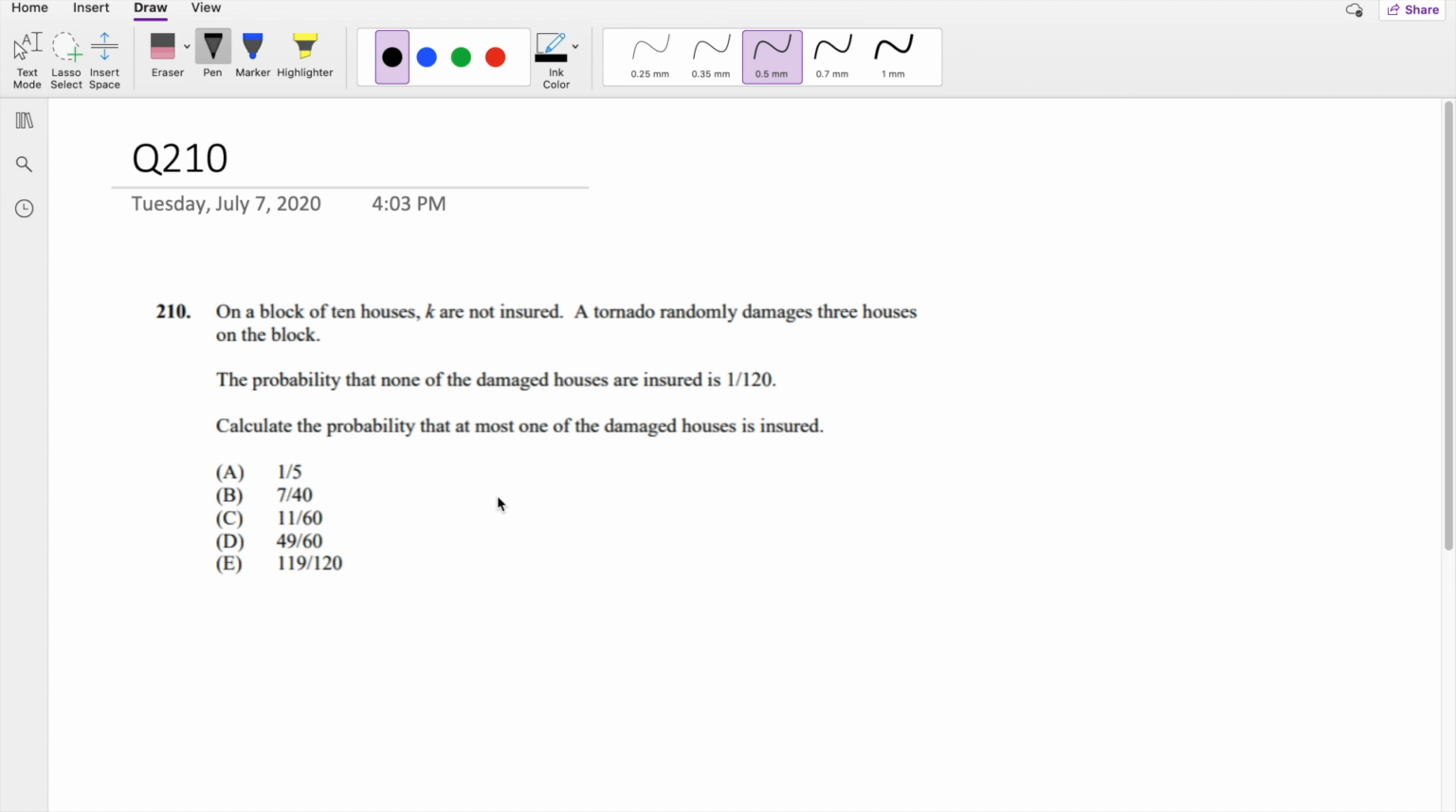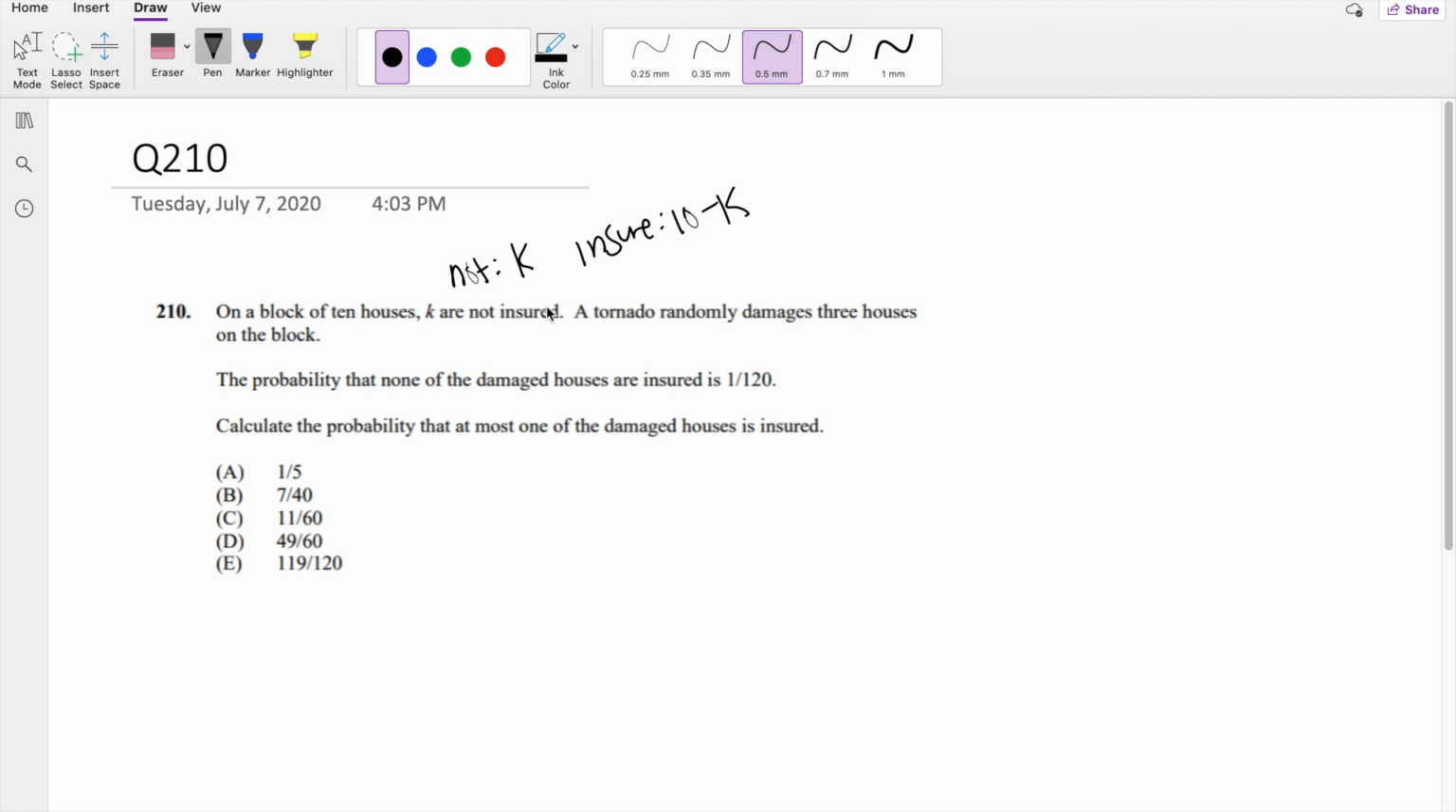On a block of 10 houses, K are not insured. So not insured is K. That means insured is 10 minus K. A tornado randomly damages 3 houses on the block. The probability that none of the damaged houses are insured is 1 over 120.